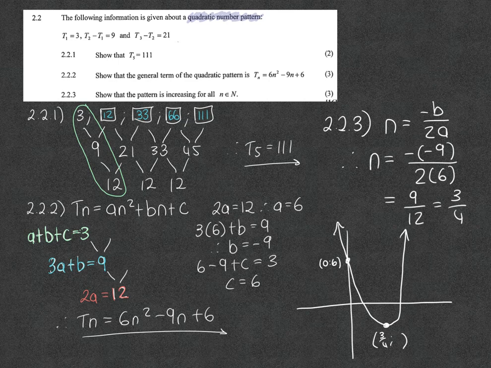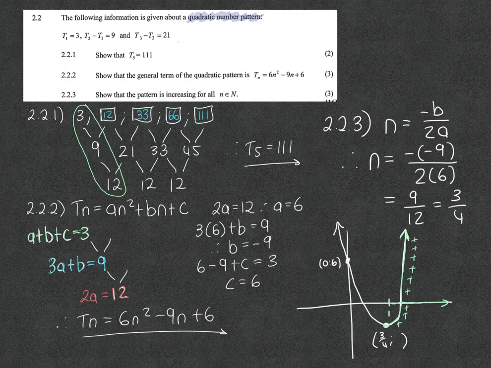Cool. Now, what I need you guys to remember is that everything to the right of my turning point is going to be increasing. Do you agree? Everything from the right this way, my parabola or my pattern, is going to be increasing. So what is the first natural number after 3/4? The first natural number after 3/4 is indeed 1. And everything after that is where my natural numbers are going to be. So they asked us to show that the pattern will be increasing for all values of n that is natural. So we have indeed done that.